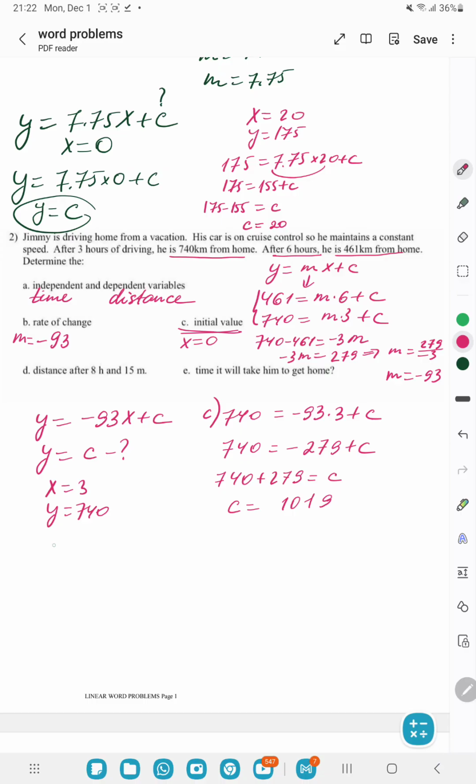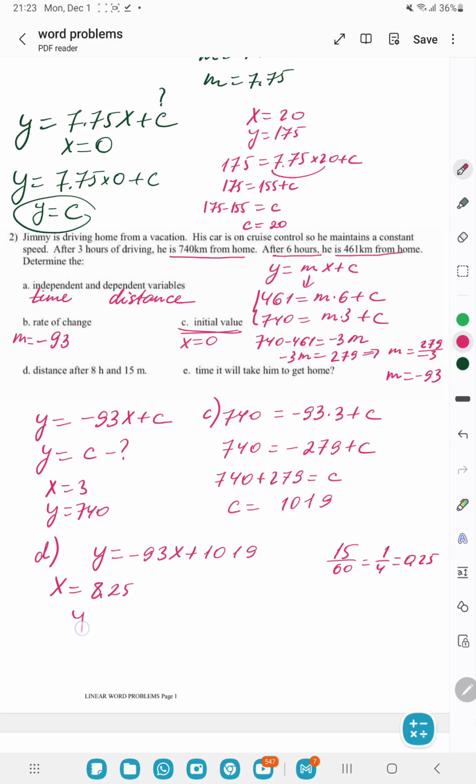Okay, so now the distance after 8 hours and 15 minutes. All right, what's the distance? So we have the function y equals negative 93x plus 1019. Now, distance after 8 hours and 15 minutes. 15 out of 60 hours, what is it as a decimal? It's 1/4 or 0.25. So they ask actually for 8.25 hours. We call it x, the independent variable. x is 8.25.